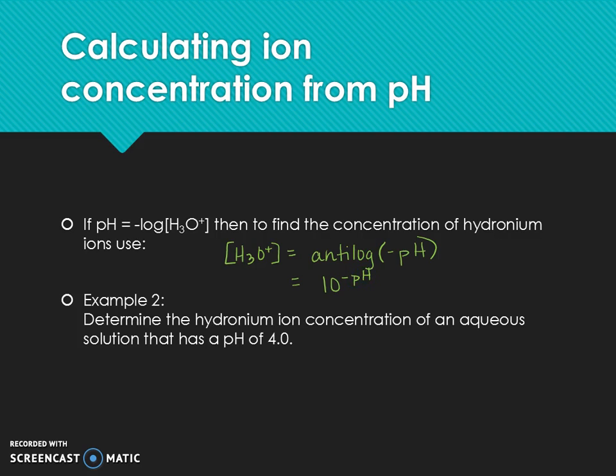It's pretty easy. Okay, so determine the hydronium ion concentration of an aqueous solution that has a pH of 4. We want the anti-log of negative 4. Well, that's the same thing as saying 10 to the negative 4th. It's really nice when it comes up neat like this and it's a whole number, right? So this would end up being 1.0 times 10 to the negative 4th molarity is what our hydronium ion concentration is.